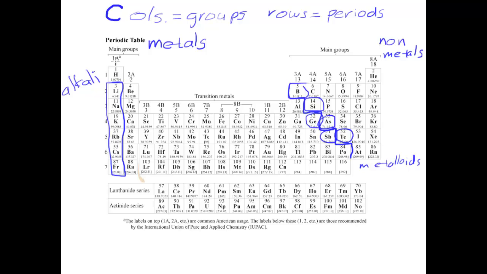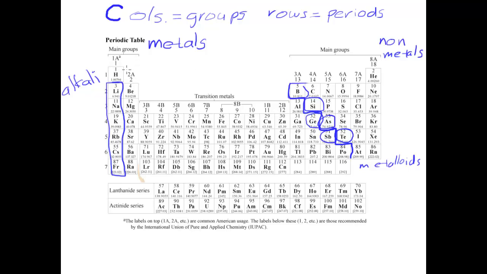Oh, by the way, I forgot to mention this earlier. The official IUPAC name is to go through and number each column with a number, 1, 2, 3 through 18. An older style uses either numbers and a letter or a Roman numeral and a letter, and it turns out that these are very helpful, as we will see.